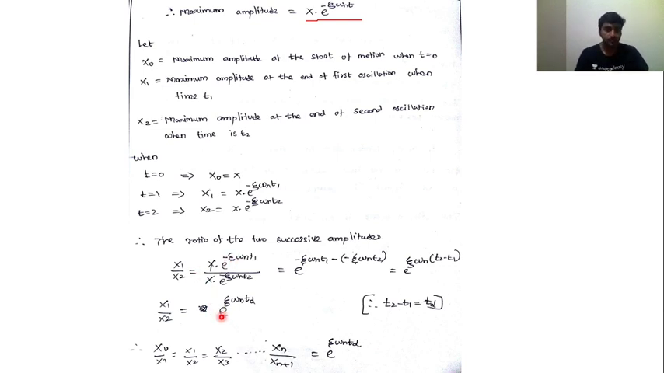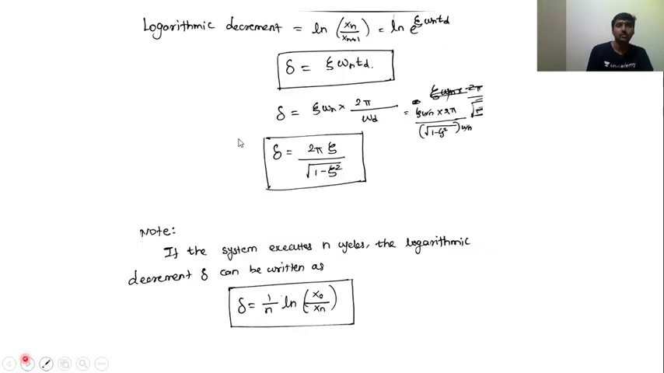I'm sorry, x1 divided by x2. Now this value is constant. We know that the amplitude reduction factor in the underdamped system is constant for the successive amplitudes. Now the logarithmic decrement is given as the natural logarithm of xn divided by xn plus 1, that is equal to ln of e power minus zeta omega n into td. So delta is equal to zeta into omega n into td.